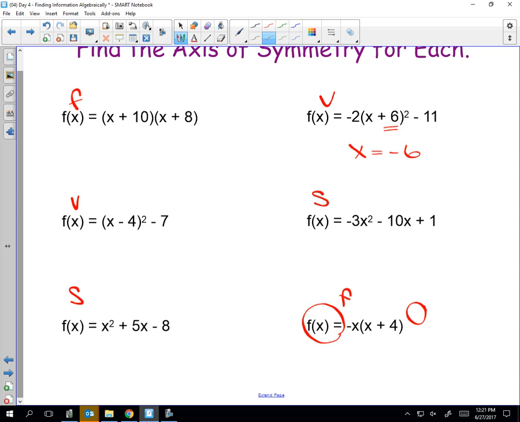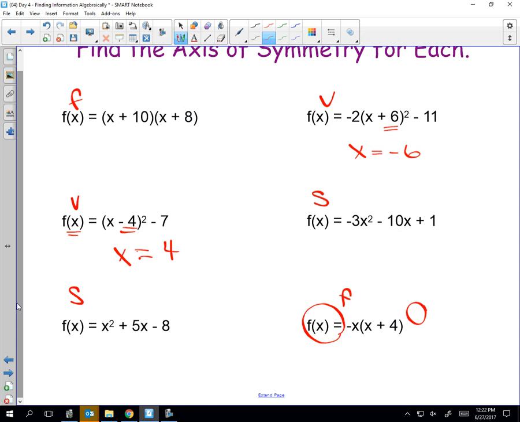So in this case, it is a negative 6. Okay, we look at our vertex here for our second vertex form. We've got a negative 4. So our axis of symmetry is x equals positive 4, the opposite of the inside value. Okay, so those are our easiest ones for finding the axis of symmetry.